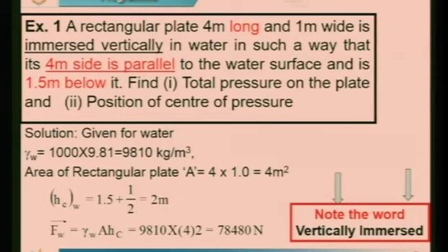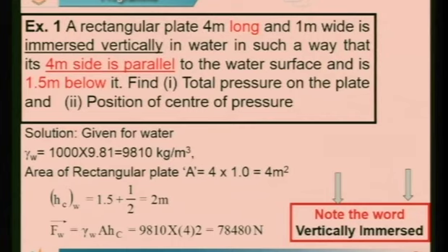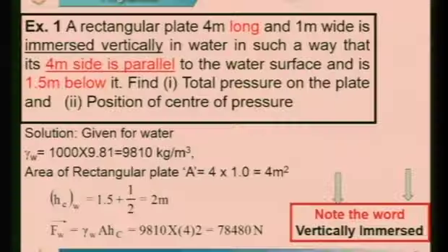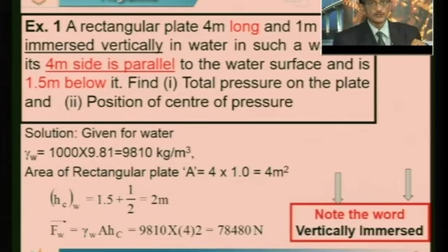Okay. Now how to calculate the hydrostatic force? To calculate the hydrostatic force we can see the formula gamma W, which is 9810, into the area which is 4, and HC, which is the location of the centroid from the top, 1.5 plus 0.5, which is 2 meter. You can see in the formula, and it is being multiplied and the answer is 78480 newtons.